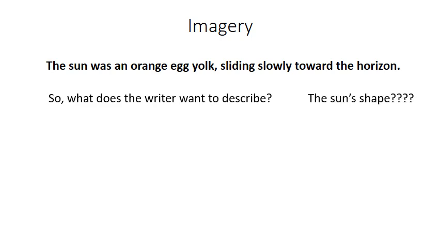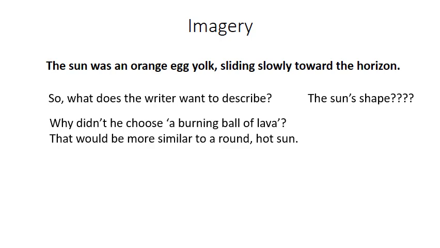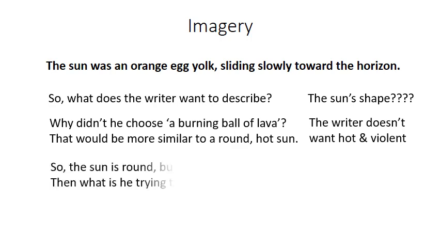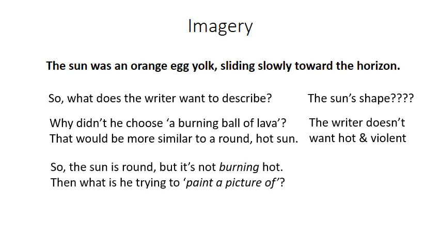Is he trying to describe the sun's shape because an egg yolk is round like the sun? Well, if he wanted to describe something round, why didn't he choose a burning ball of lava? Because that would be more similar to a round sun that's really, really hot. Well, the writer doesn't want to describe the sun as being very hot, or the sort of violence of a lava ball. So, the sun is round, like an egg yolk, but it's not burning hot. Then, what is he trying to paint a picture of? This. He's trying to make the sun seem like a pleasantly warm sun, a nice sun, not a burning hot sun in a desert.